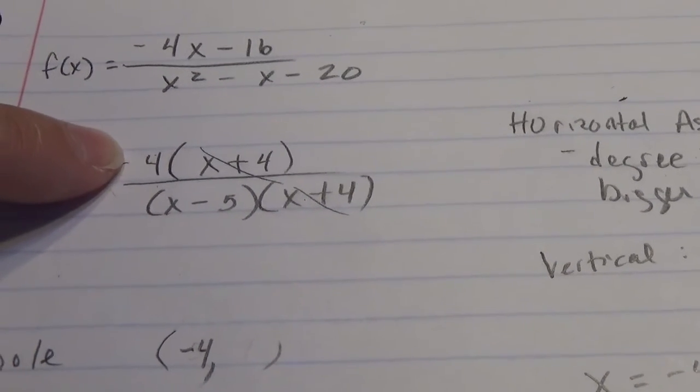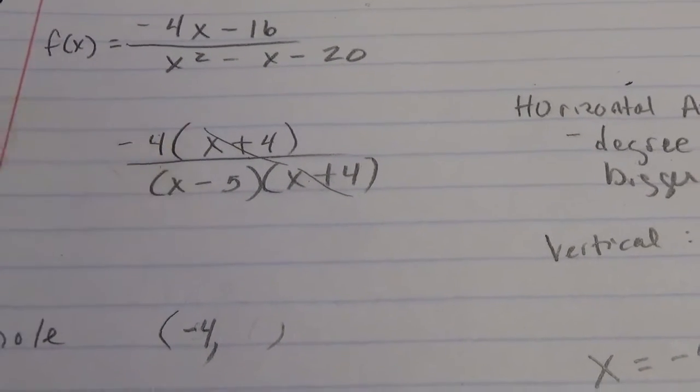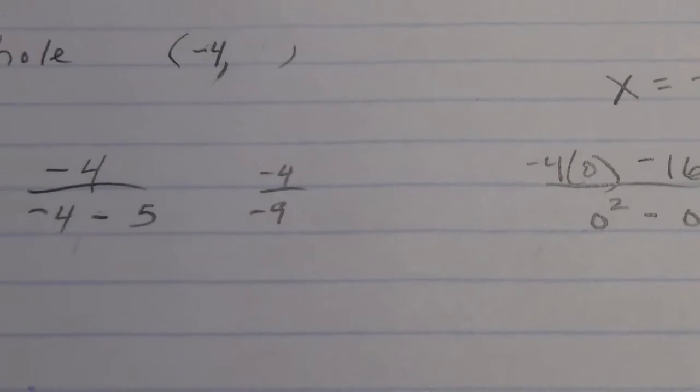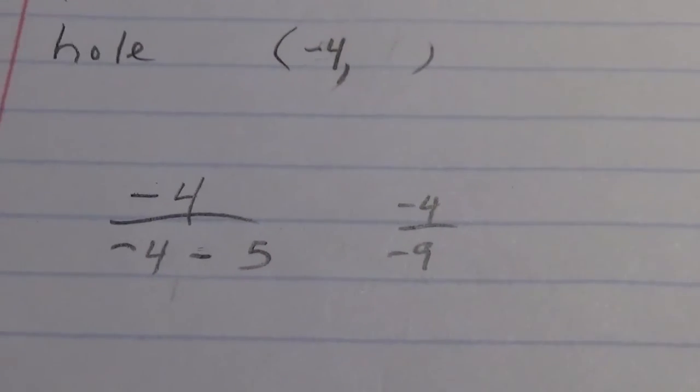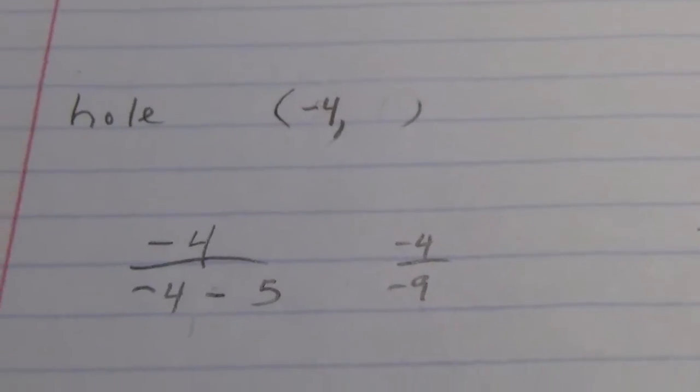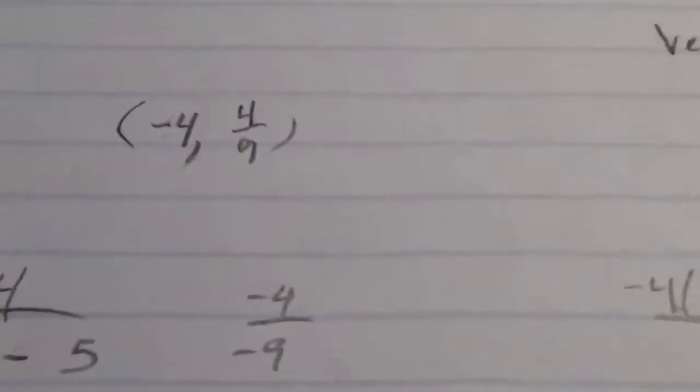So I'm going to have negative 4 over negative 4 minus 5, and that actually finds a hole at negative 4 over negative 9, or positive 4/9. So my hole in this case is going to be at negative 4, positive 4/9. That's why it's asking you to write that as an ordered pair.